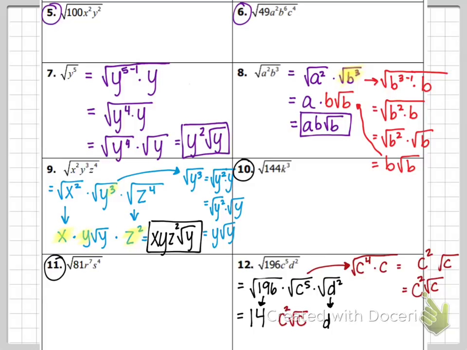So c squared is on the outside, and then times c times d. So your answer is, now again, you're going to take everything that's on the outside, so 14 c squared and d, and you're going to put it here, 14 c squared and d, and the square root of c is the only thing that's left on the inside of the square root, so we're just going to leave it there. We're going to put it on the very end, and then that's your answer.